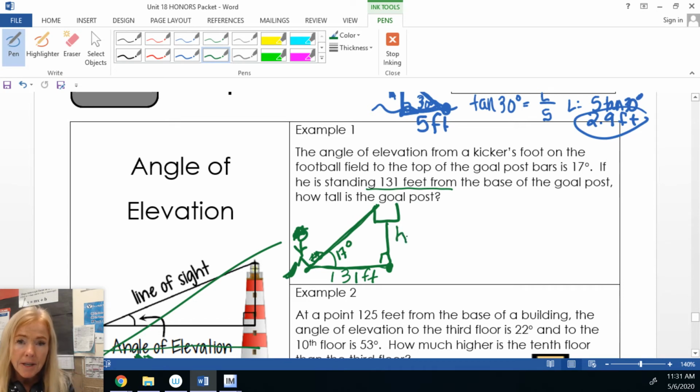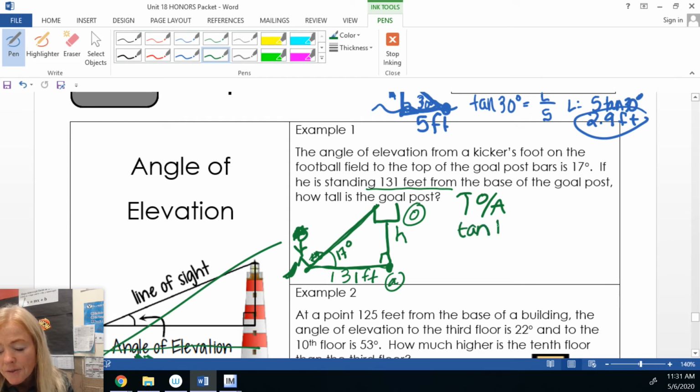I like to write H for height. So that's what we're asked to find. Now, once you have that triangle set up and you know where everything is, you can look at it and determine which of the three trig functions we have a setup for, and that is going to be tangent, because we have an opposite side and an adjacent side, and OA is TOA, tangent, opposite over adjacent.